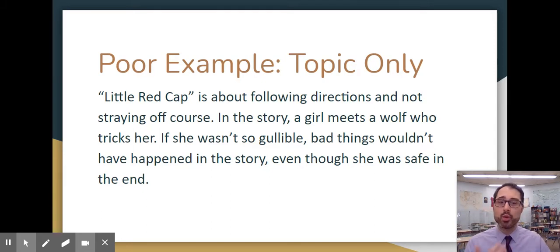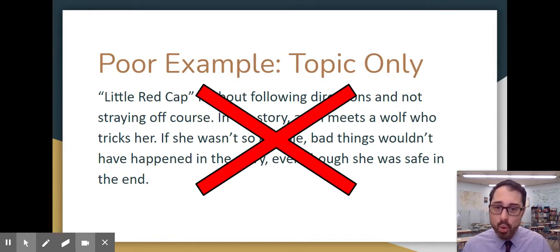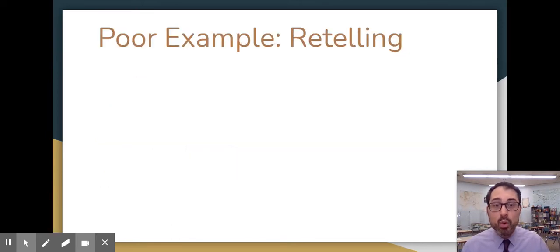Once you read that, you're going to notice that we're talking about the big ideas of the story. We're not getting any type of plot and how things progress. This is a poor example of a summary. The next example is more of a retelling where there's going to be way more details. Pause, read it, and then continue.